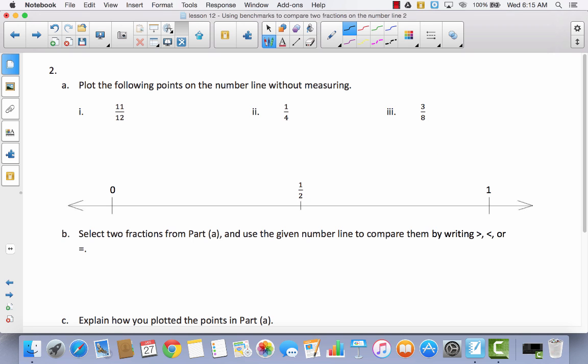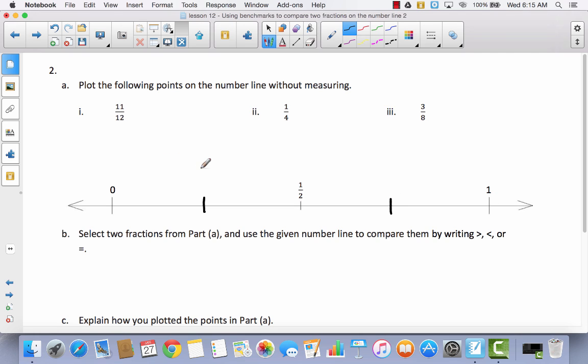All right, now we're going to do another one. Plot the following points on the number line without measuring. So this time we're doing 12ths, 4ths, and 8ths. So I'm going to look ahead here, and I'm going to start with the smallest denominator first. I'm going to start with 4ths. So it's already divided into 2 parts, so these are halves. So if I divide each half in half, this will make 4ths. So I have 1/4, 2/4, which is the same as 1/2, 3/4, and 4/4, which would be 1 whole.